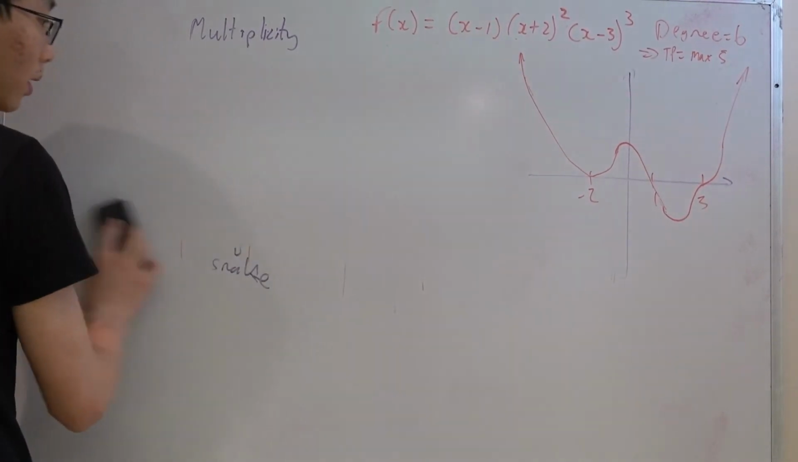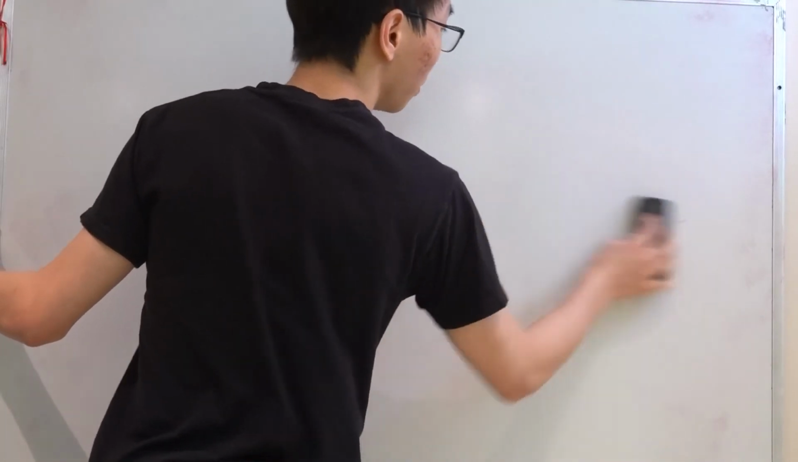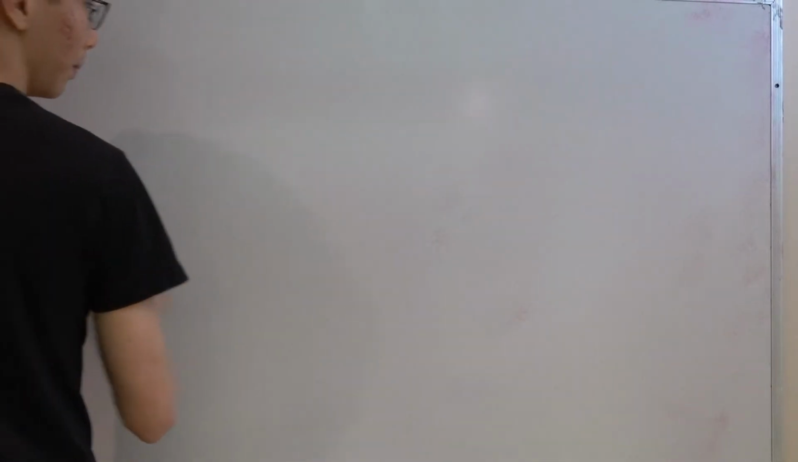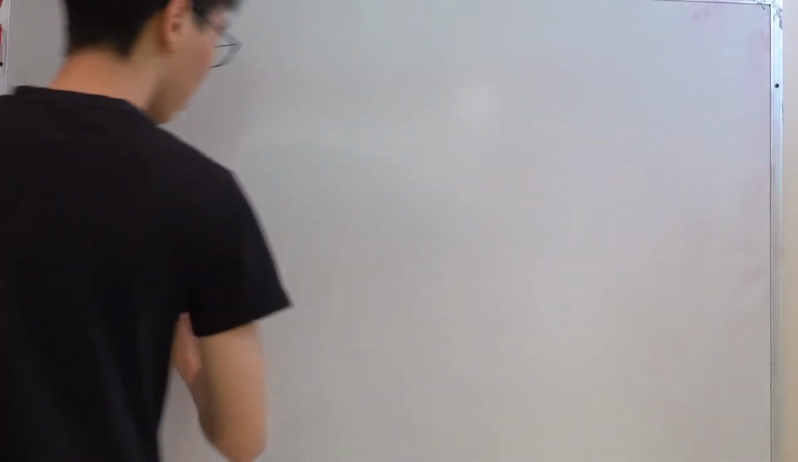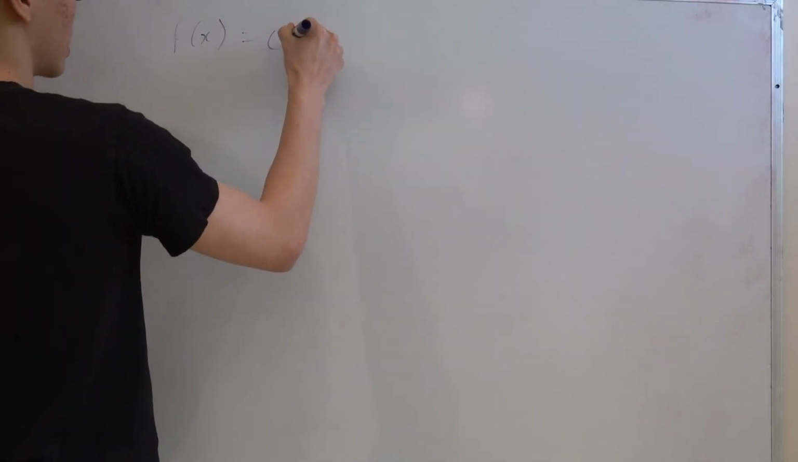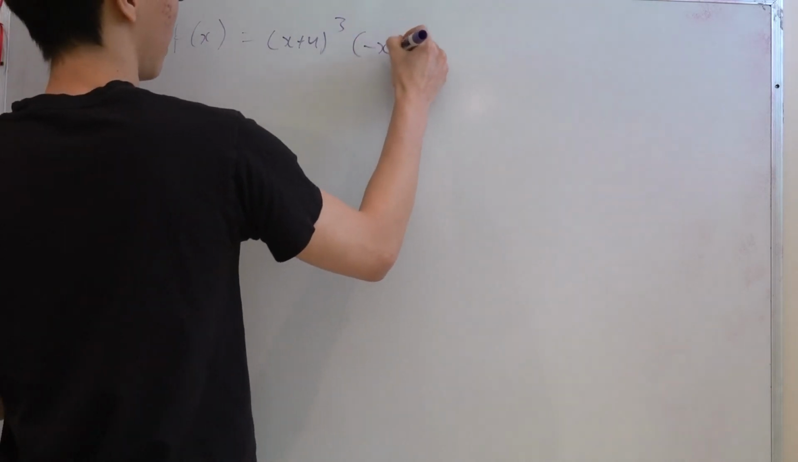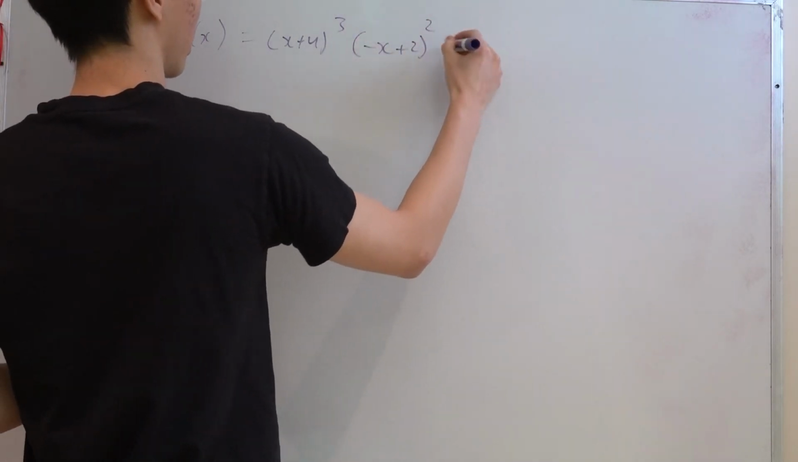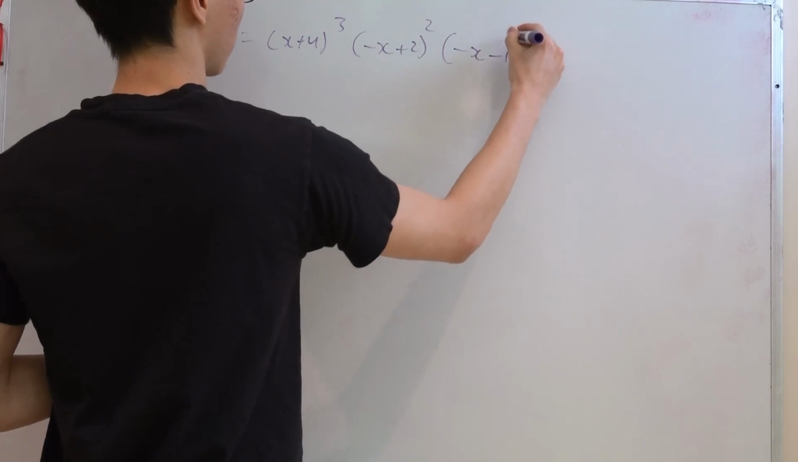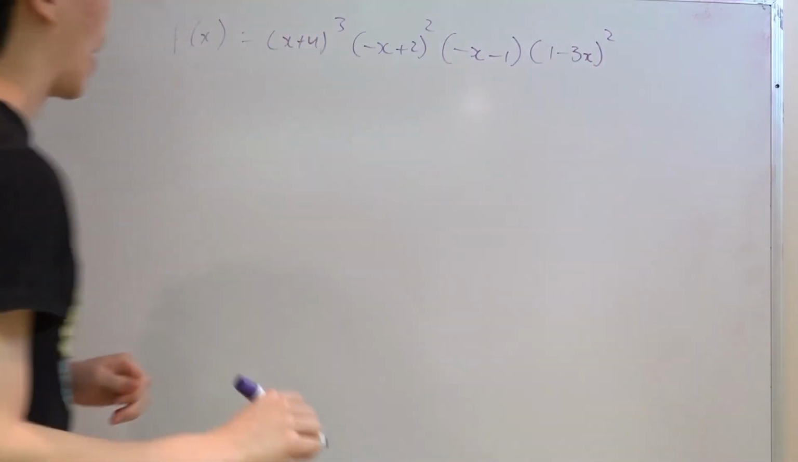So I'm going to mix it up a little, throwing in the more complicated things from the previous examples. So let f of x equal (x plus 4) to the 3 times (negative x plus 2) squared times (negative x minus 1) times (1 minus 3x) squared. Okay? So, remember what I said.